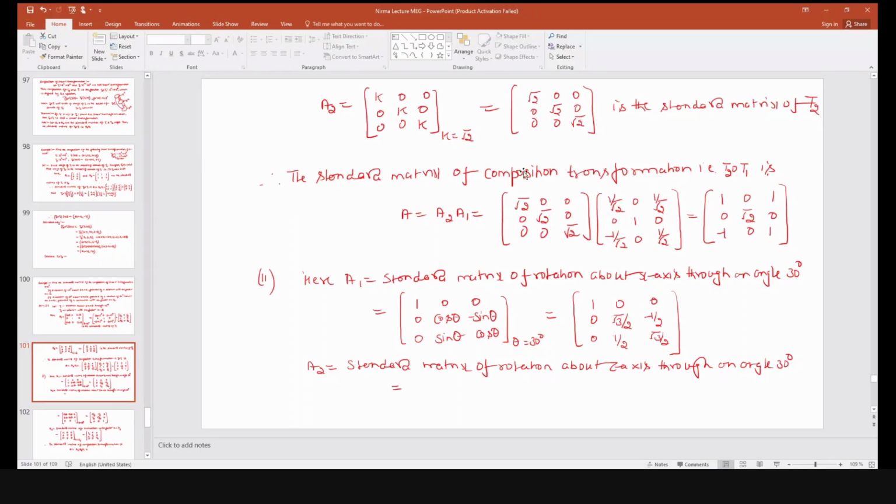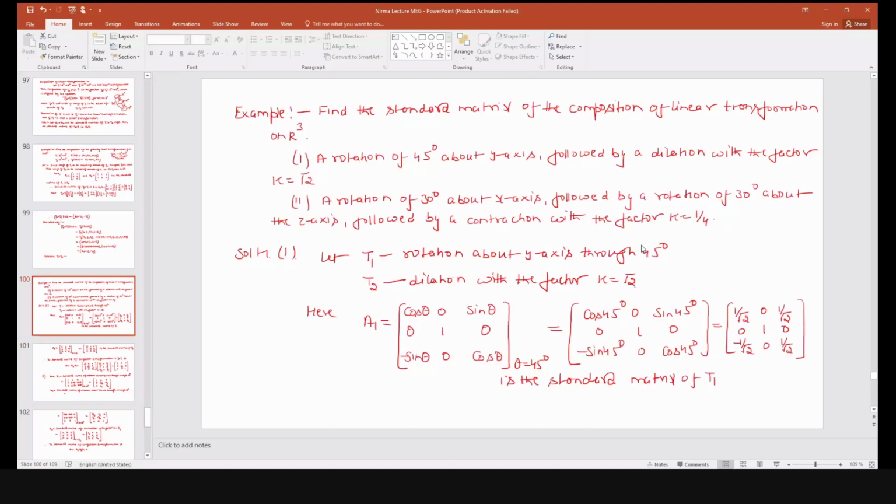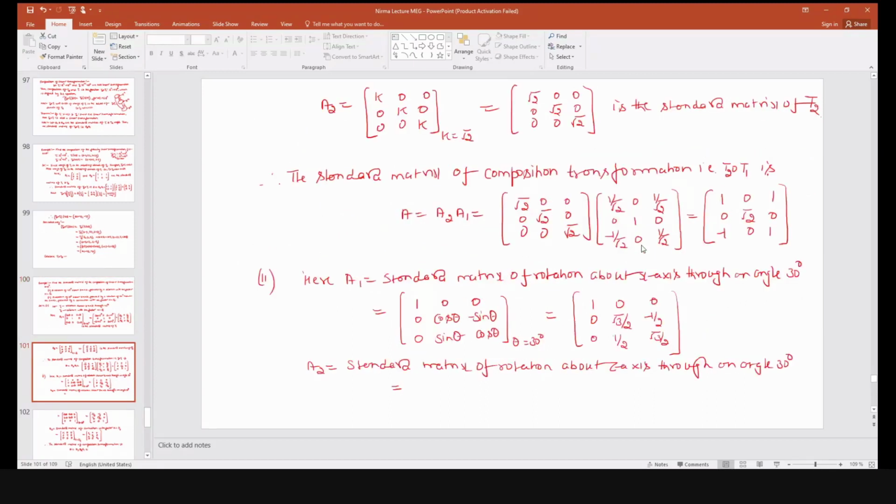Okay. Then the standard matrix of the composition transformation, that is T2 o T1, is A2 A1. A2 is this matrix and A1 we have already calculated. If you take the product, you will get this answer: 1 0 1, 0 under root 2 0, minus 1 0 1. So this is the composition transformation. When you multiply a vector with this matrix A, it is a composition of the rotation about the y-axis through 45 degrees, followed by the dilation by a factor k equal to under root 2.